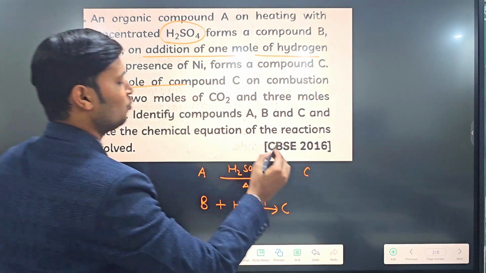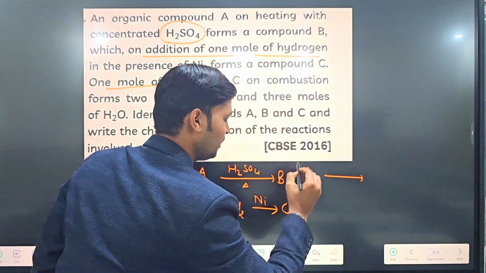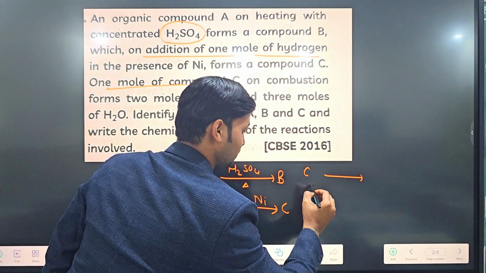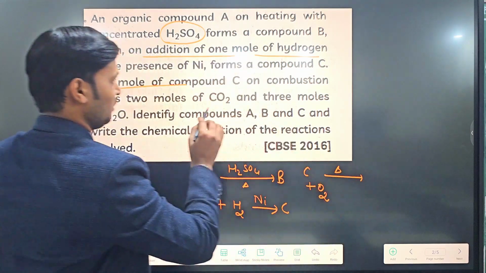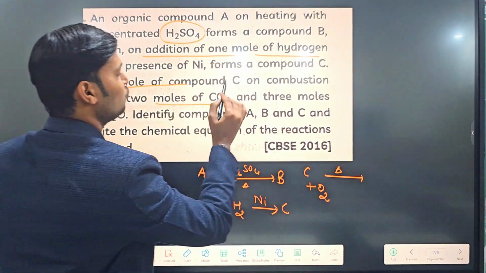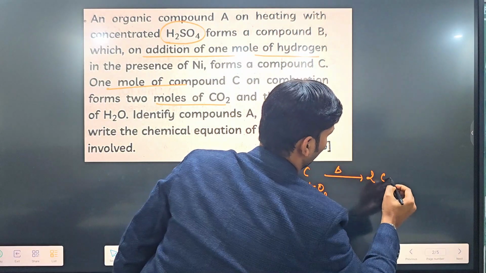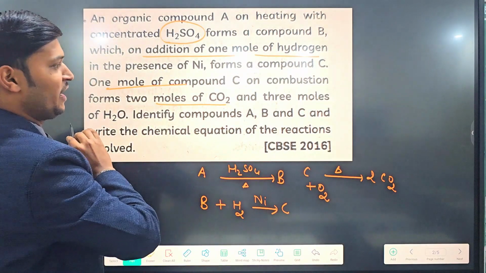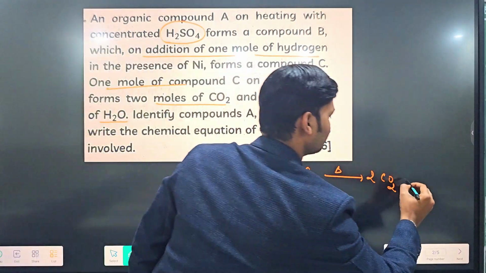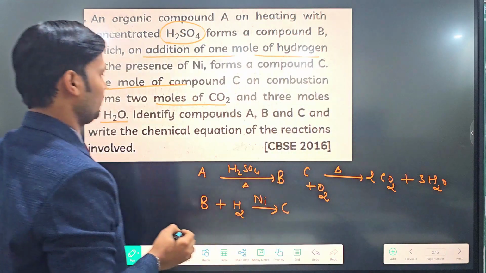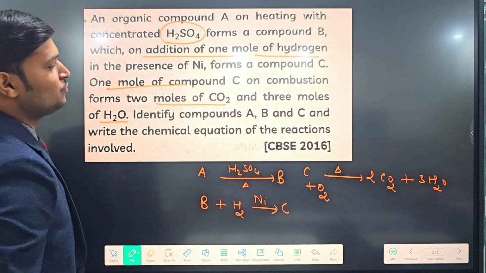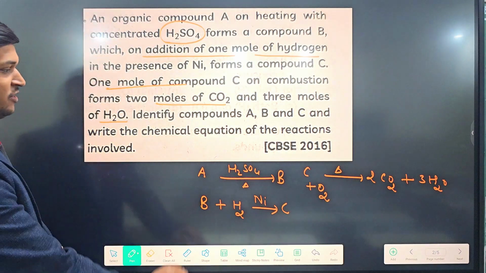Combustion forms 2 moles of carbon dioxide. Combustion means compound C is being heated in the presence of oxygen, right? What is being given? It forms 2 moles of CO2. 2 CO2 is given here, right? And 3 moles of H2O here. Then after that we have got 3 H2O here, right? Identify compounds A, B, C and write the chemical equation.